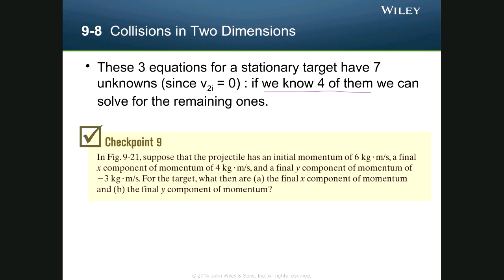So let's look at a checkpoint. Checkpoints are always fun, and we'll have an example that we'll work through, which should get us a good amount of the way to where we want to get to. In figure 9.21, suppose that the projectile has an initial momentum of 6 kilogram meters per second, a final x momentum of 4 kilogram meters per second, and a final y component of -3 kilogram meters per second. For the target, what then are the final x component and the final y component of the momentum?